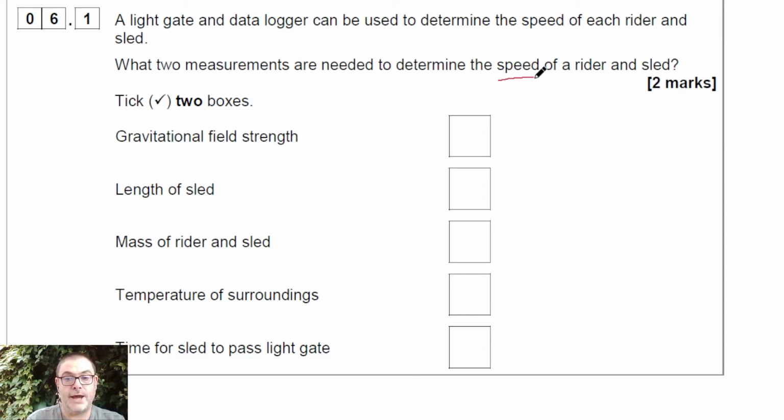We know if we're going to work out how fast, that's speed, and speed, as we know, is distance over time. So first thing to do is look through, are there some answers we can get rid of that have got nothing to do with distance or time? Well, that's gravitational field strength, mass of the rider, and temperature of the surroundings, which leaves us with time for the sled to go past, and length of the sled. The length of the sled is the distance that is being moved in the time that the sled goes past. So that's the next answer.